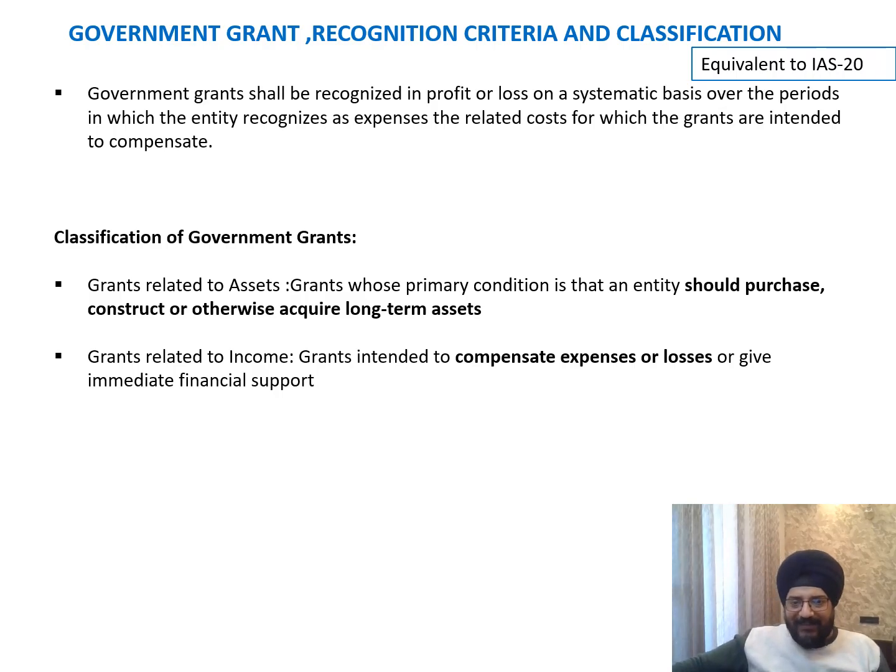Okay. So what we are saying, in terms of government grants, is that they shall be recognized in profit and loss on a systematic basis over the period in which the entity recognizes as expense the related costs for which the grant has been intended to compensate.